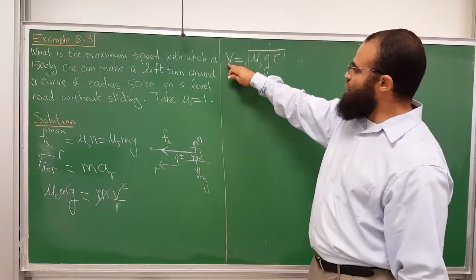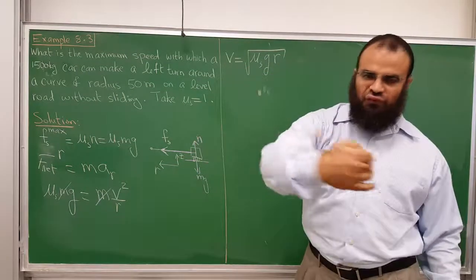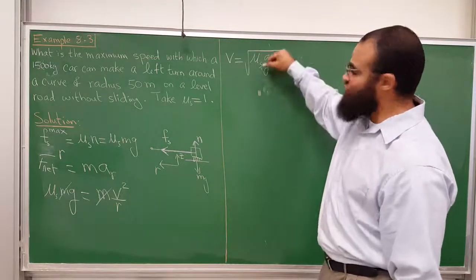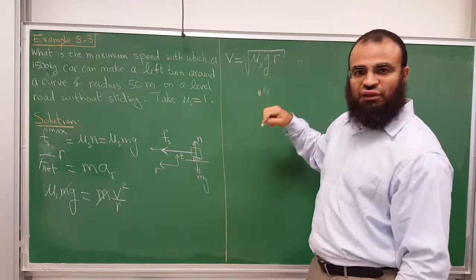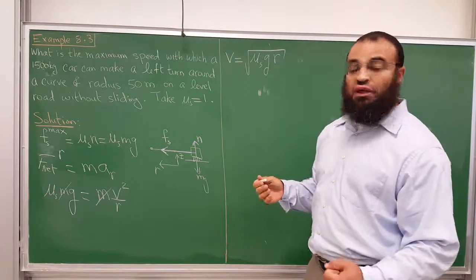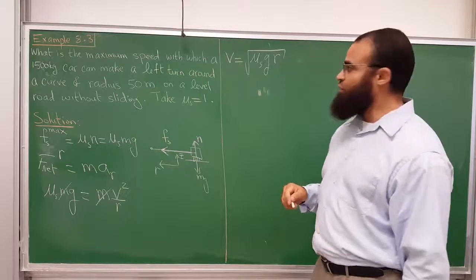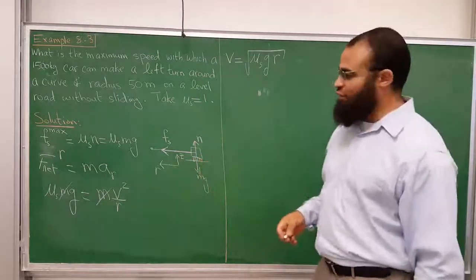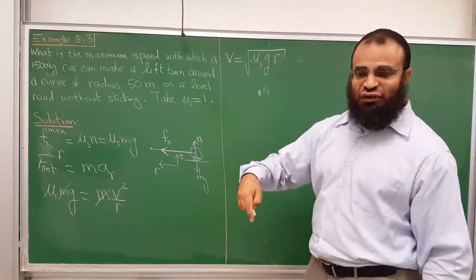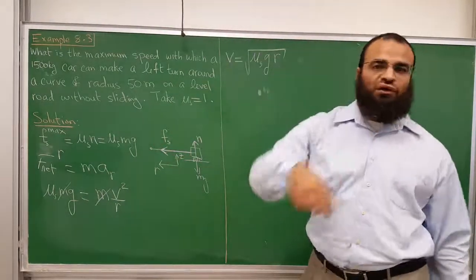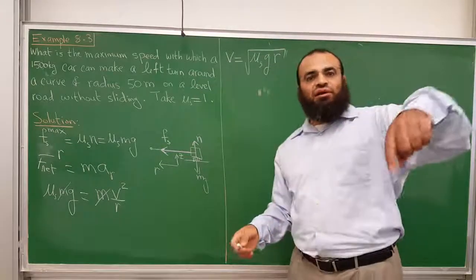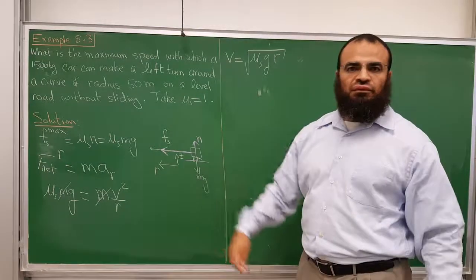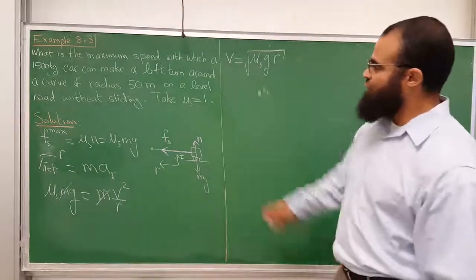So how can you navigate a curve faster without skidding or sliding? Well, if you have a larger coefficient of static friction, it's not slippery, it's a rough road, then you can navigate it faster without sliding. Or if you want to go faster, make the curve larger. Going through a tight turn is harder than going through a larger turn. If the turn is, let's say, a mile of radius, that's easier to navigate than a turn that is just 50 feet. Okay. So in this case, it's 50 meters.